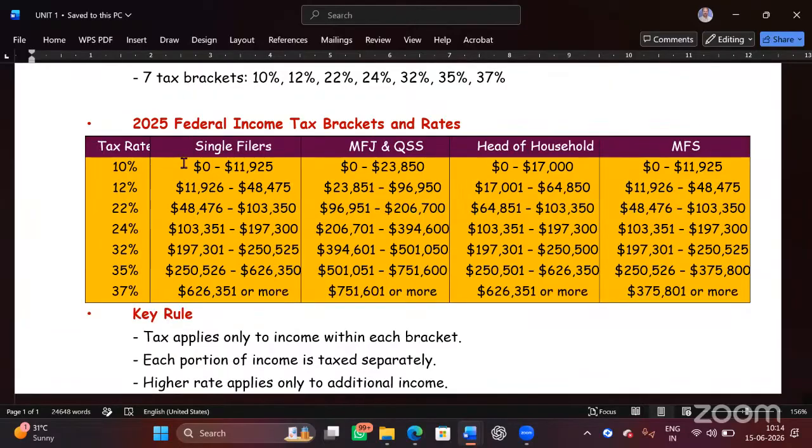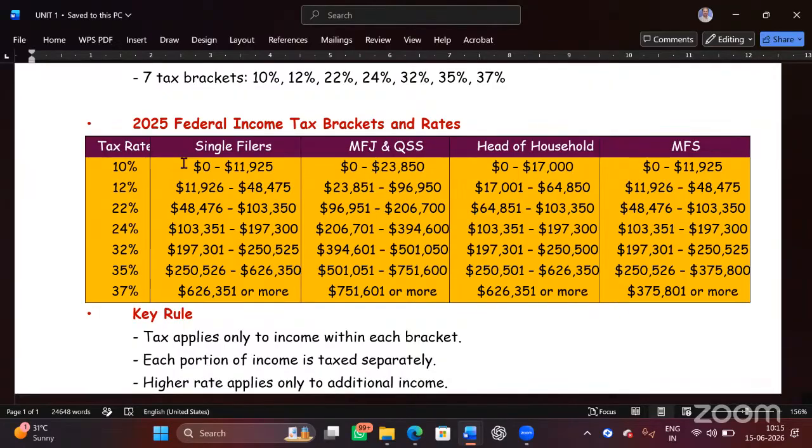Either married filing jointly, means along with the wife, a single return can be filed. Alternatively, both the spouses can file respective returns individually. That is called married filing separately. Totally, we are having single filers, second one, married filing jointly, qualifying surviving spouse, head of household, and married filing separately.